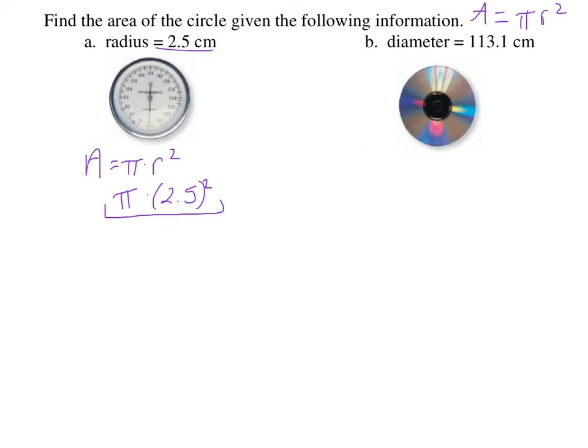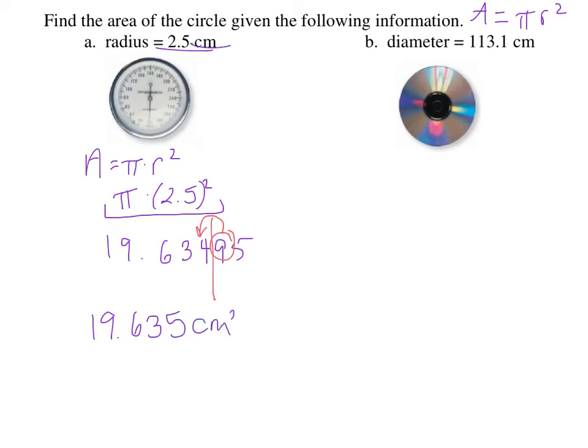So once we type that in, we get 19.63495, except we want to stop it after the thousandths. That's how we're going to round all of these. So we're going to do 19.63, and if you notice, this is a 9, so it's going to bump this up to a 5. And it is centimeters, so it'll be centimeters squared because we're finding the area of a circle.